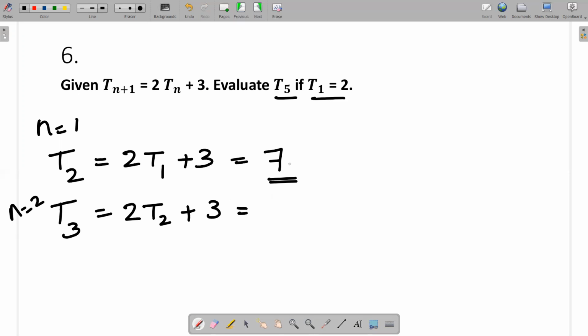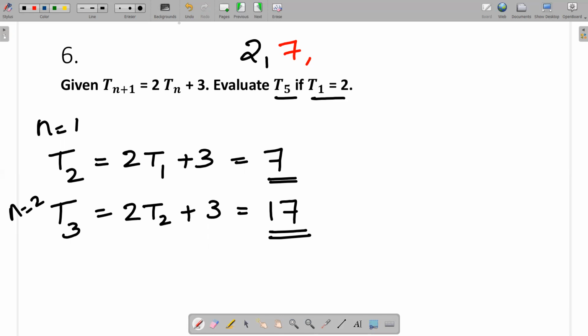I know that T2 is equal to 7. So 2 times the second term, 7 twos are 14, 14 plus 3, that is equal to 17. So basically, I can see that the pattern is in this manner. First term, it is 2. The next term is nothing but 2 twos are 4, 4 plus 3, that is equal to 7.